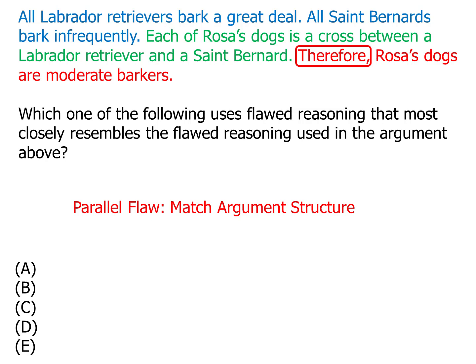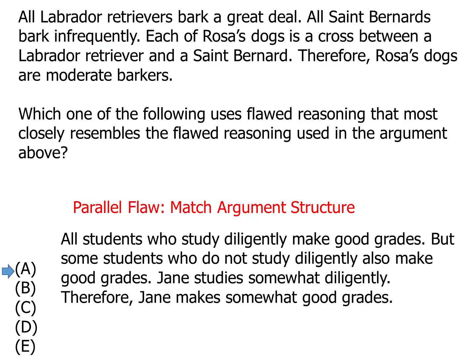So answer choice A. It starts out good. All students who study diligently make good grades, but it doesn't have a second all statement. Instead of saying all students who do something else, here it just says, well, there are some students who don't study diligently. We need all and then another all. So A is not our answer.